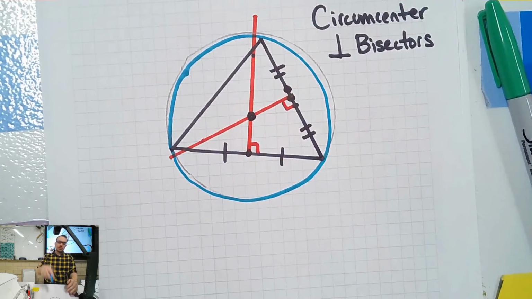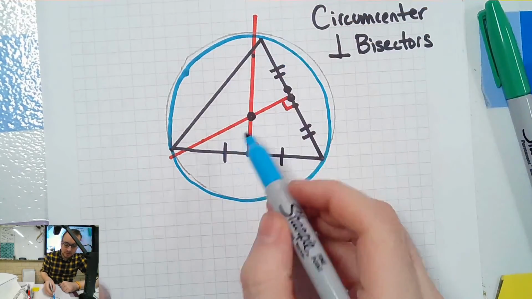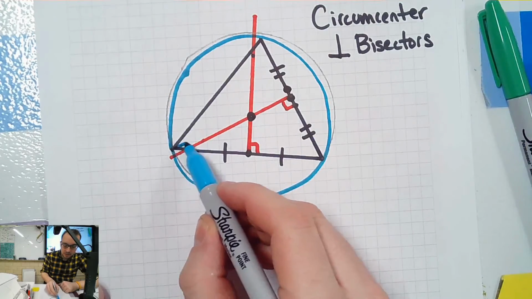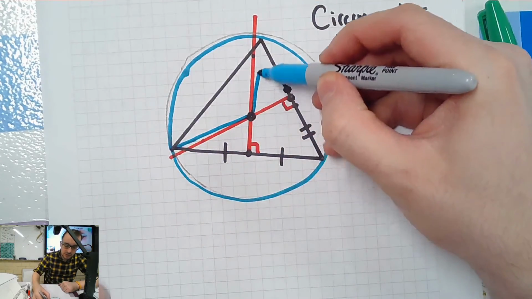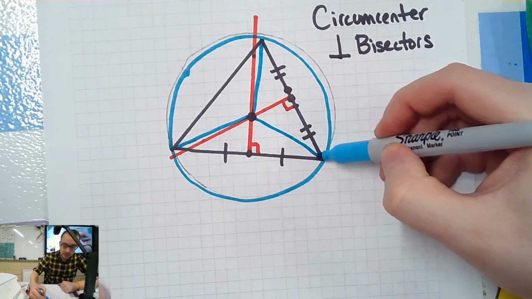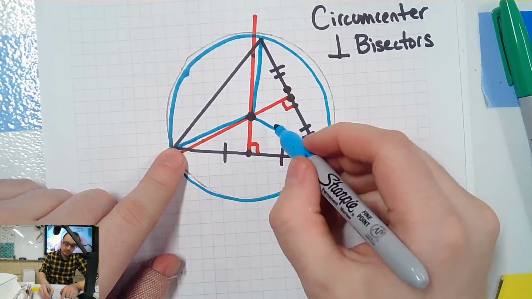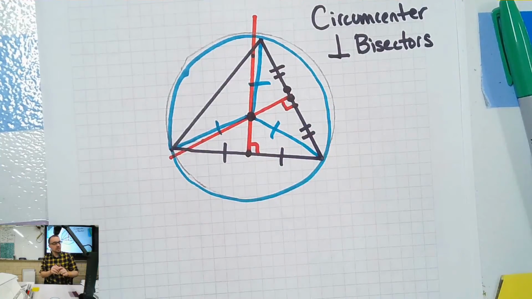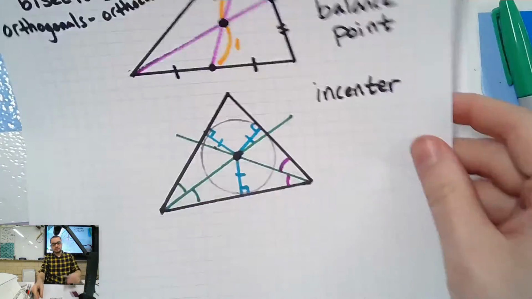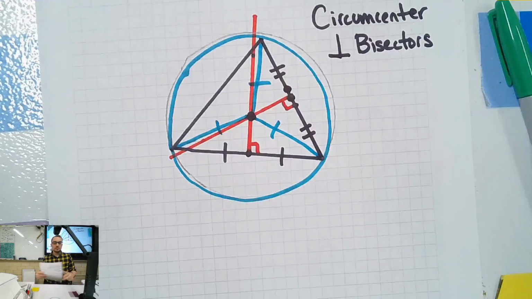All right, if there's a circle, what kind of line should we expect? Radii, right? So if I draw from here to any point on the circle, I should get a radius. So that means this right here is a radius, and this right here is a radius, and there's a radius, which means that the circumcenter is the same distance from all the vertices, right? So the in-center is the same distance from the sides. And the circumcenter, the same distance from the vertices.